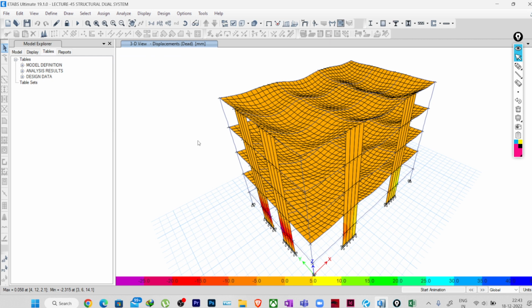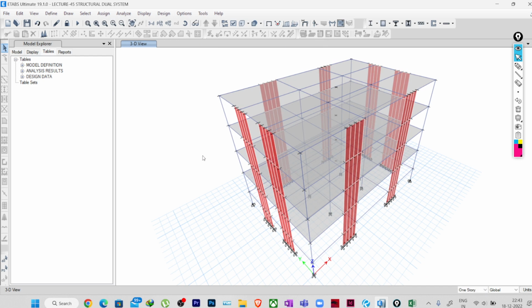And then I need to perform the design. So what will happen? The frames will be designed with scaled forces. Obviously the section sizes will be changed and the reinforcement will be changed. Accordingly, the stiffness of the members will also change, and it will be designed for 25% of the total base shear.